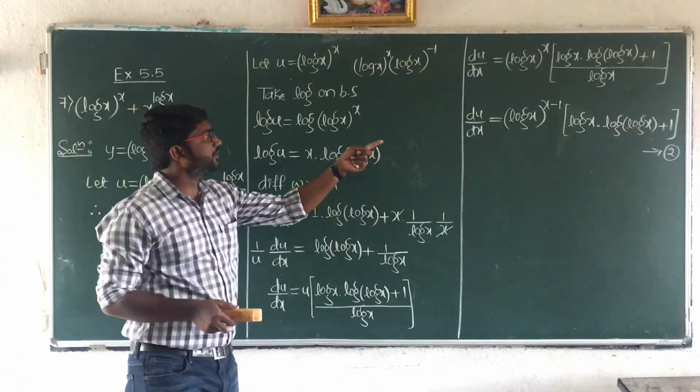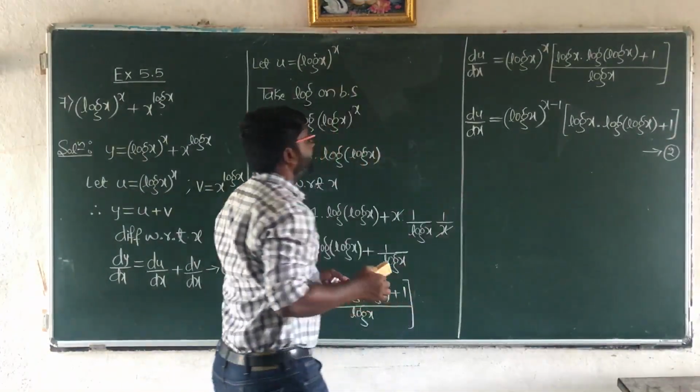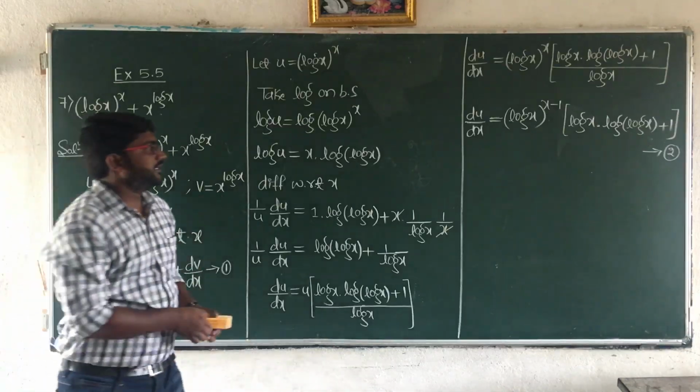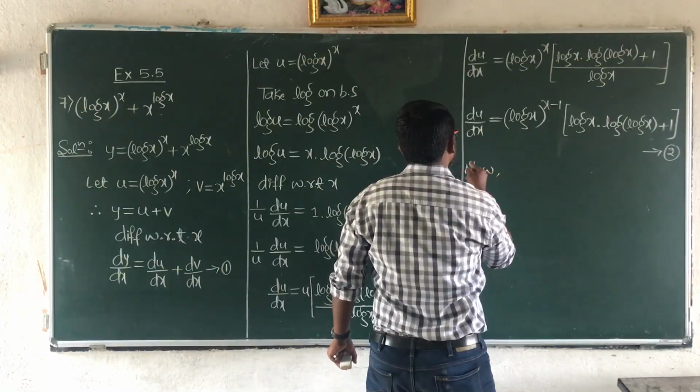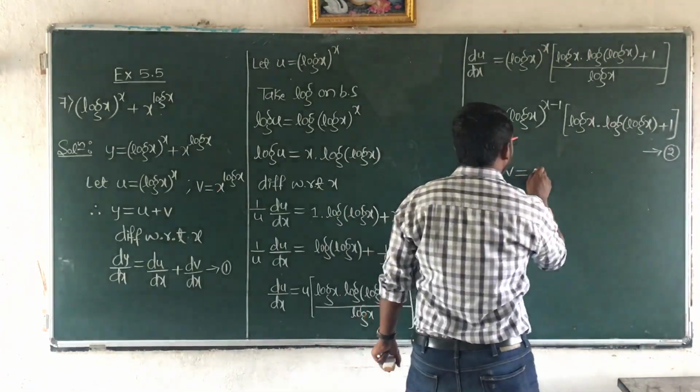So we have got du/dx. Now we will have to calculate dv/dx. So let us go ahead with that. So here now, v is equal to x^(log x).